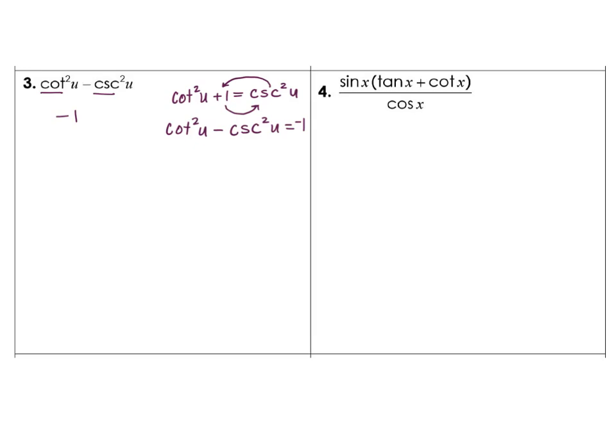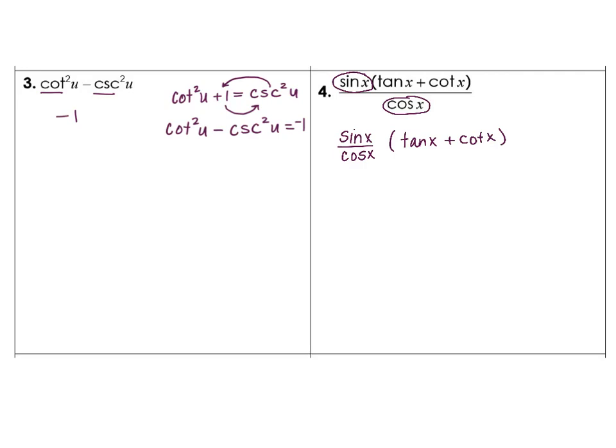Okay, number 4. Again, another good idea for this one. You can change it all over to sine and cosine, and then you don't necessarily have to. It's up to you, whichever. Here, a lot of times, since there's just a single term in the denominator, we can separate this and say that's really sine x over cosine x times tangent x plus cotangent.